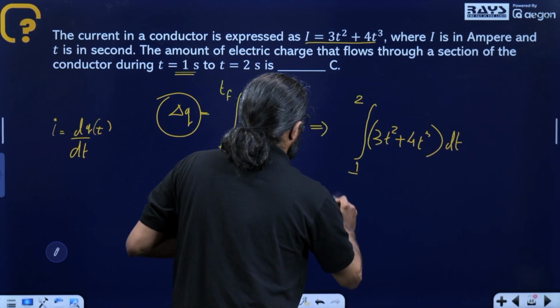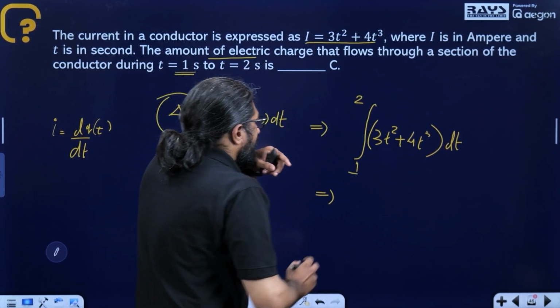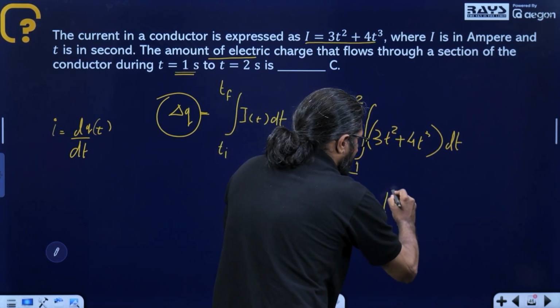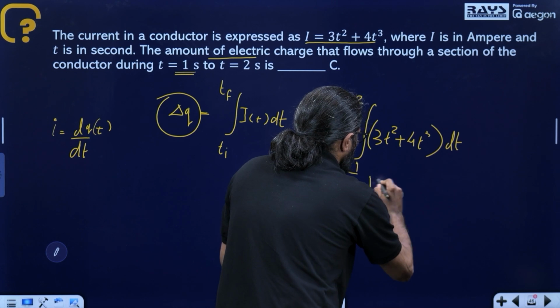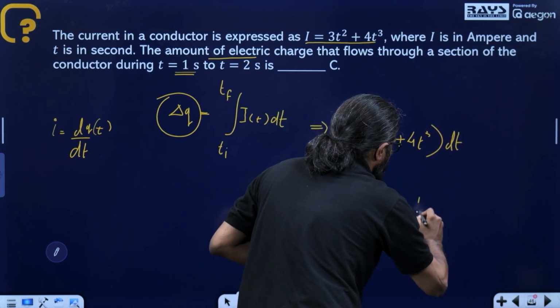This is the solution. ഇതാണ് ഡെൽറ്റ ക്യൂ. നമ്മളോട് കാണാൻ പറഞ്ഞത് എമൗണ്ട് ഓഫ് ചാർജ് ആണ്. ദിസ് ഇസ് വാട്ട് വി ഹാവ്. നൗ ഇന്റഗ്രൽ ചെയ്യുന്ന സമയത്ത് ദിസ് വിൽ ബി 3t cube by 3, അപ്പോൾ അത് t cube ആയിട്ട് മാറും ഇന്റഗ്രൽ ചെയ്യുമ്പോൾ. And then 4t raised to 4 by 4 will become t raised to 4 itself.